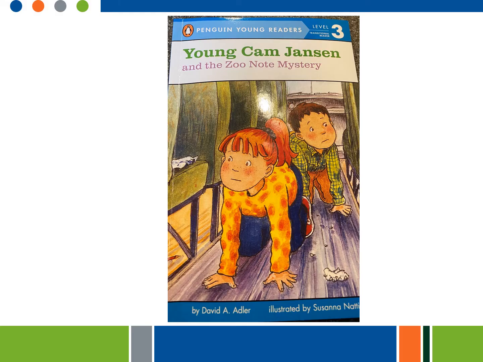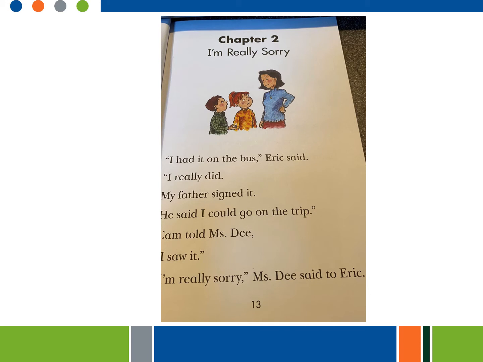Here is the cover of Young Cam Jansen and the Zoo Note Mystery. Now we know the mystery, or the problem the characters need to solve, we can start to look for clues. All great mysteries have clues. As good readers, we need to look for clues the author is giving us so we can help solve the crime. Sometimes a reader can solve the mystery before the characters do, so you must pay close attention to what's happening. Today, we're going to read chapters 2 and 3.